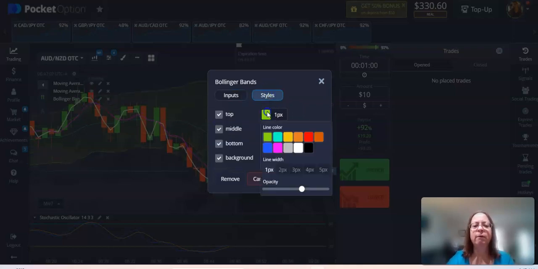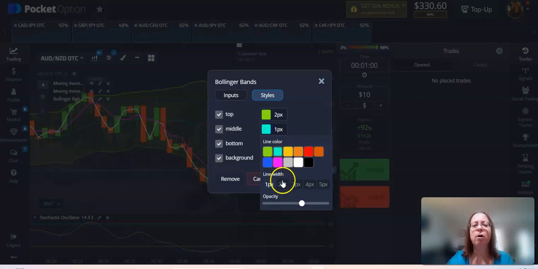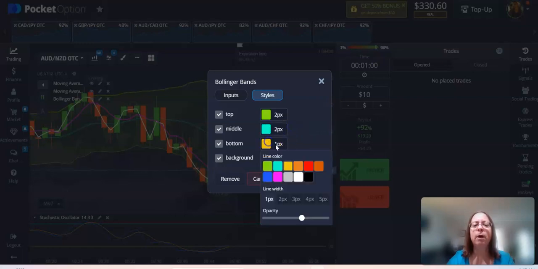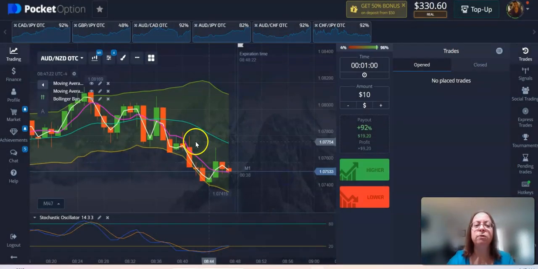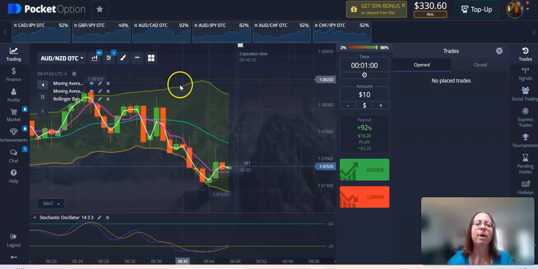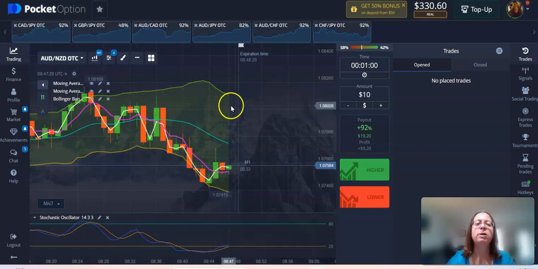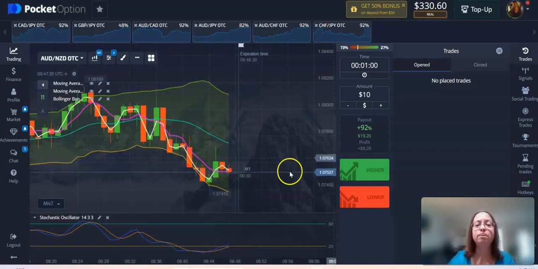And then just thicken everything up. And you can leave these colors as they are if you would like, and that's what I'm doing for the purpose of this video. But my normal way of trading is I make my top line here green, I leave it green, and then I make this one red so it's easier to see the Bollinger lines.